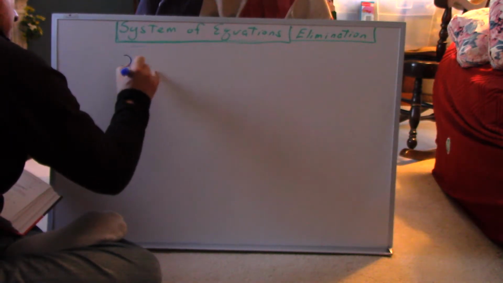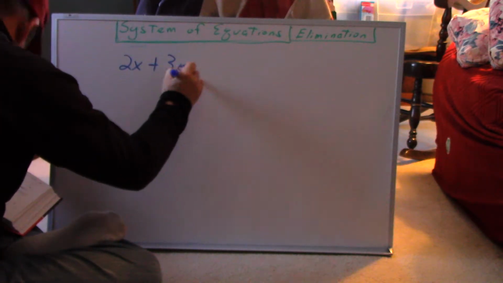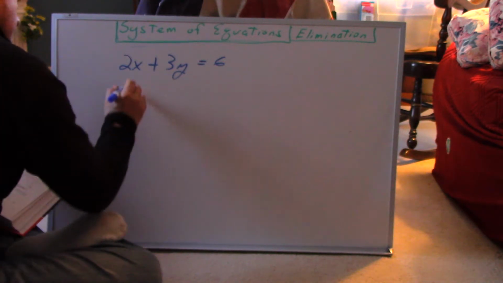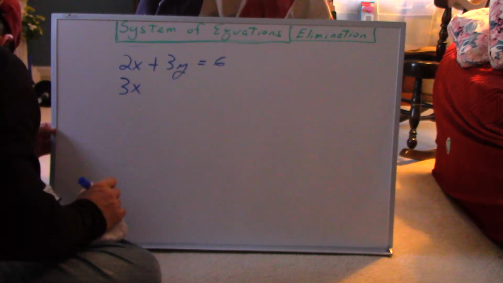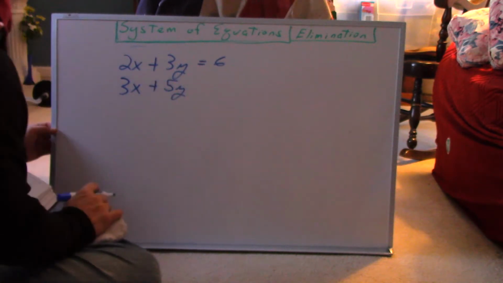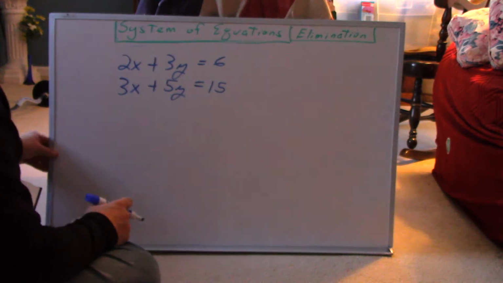How about this one? 2x plus 3y equals 6. 3x plus 5y equals 15.